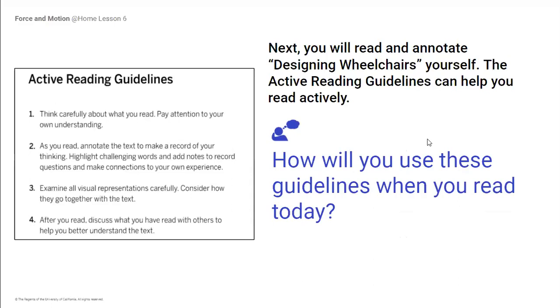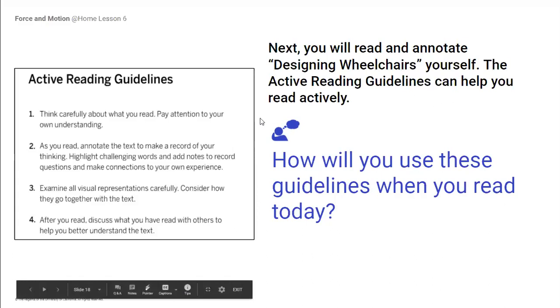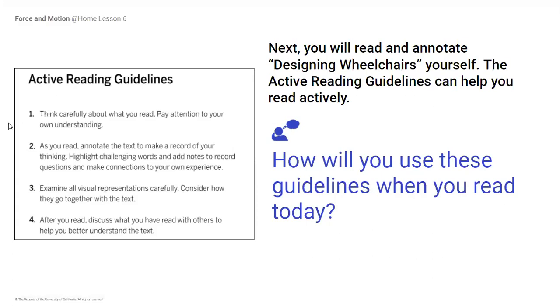Okay, so now we're going to be transitioning into you actually going through and reading and annotating the article, but let's just review our active reading guidelines. And while we're reading the guidelines, I want you to consider how you plan on using these guidelines when you read today, okay? So number one, think carefully about what you read. Pay attention to your own understanding. Number two, as you read, annotate the text to make a record of your thinking. Highlight challenging words and add notes to record questions and make connections to your own experience.